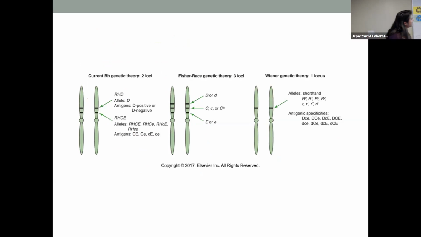This just breaks down the current inheritance theories. Here's our current one, where the D allele is at one locus and the C and E are at the other, and then here are your possible alleles. Fisher-Race says that D has its own locus, big C or little c has its own locus, and then big E or little e is at another locus, so this actually has 3 loci on each chromosome. And then the Wiener terminology states that the D, C, and E are all expressed at one locus on the allele.